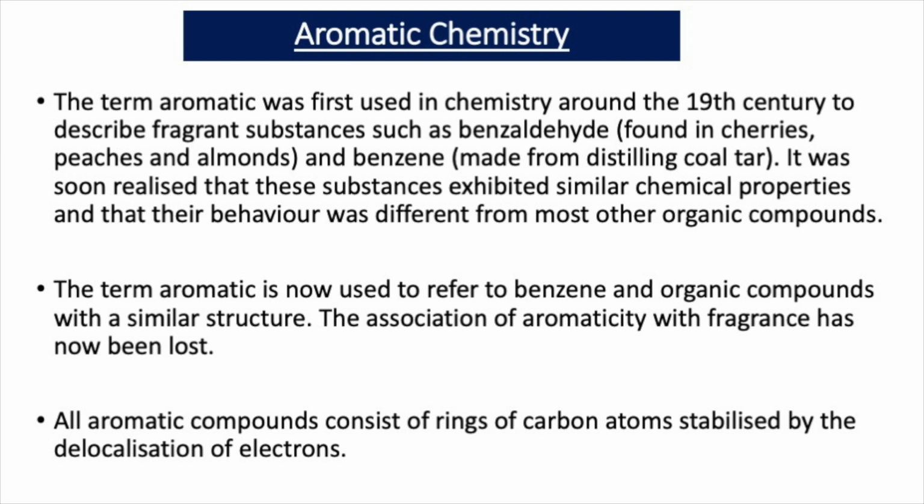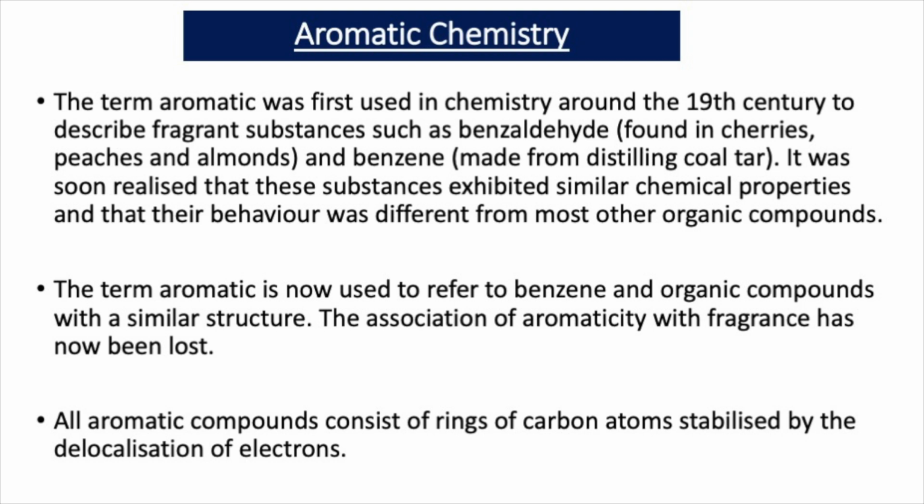So let's start this video by defining what we mean by the term aromatic. Now, the term aromatic was first used in chemistry around the 19th century to describe a number of very fragrant substances such as benzaldehyde, which is found in cherries, peaches and almonds, and benzene, which is found when you distill coal tar. It was soon realized that these substances exhibited similar chemical properties and their behavior was different from most other organic compounds. So the term aromatic is now used to refer to benzene and organic compounds with a similar structure, and the link between aromaticity and fragrance has now been lost. So it's possible to be an aromatic compound and have no distinct aroma or fragrance at all.